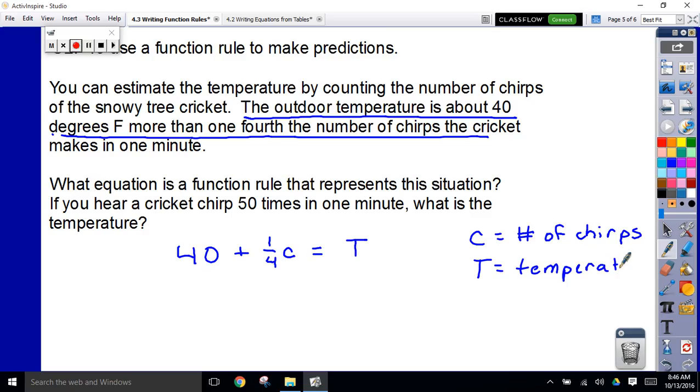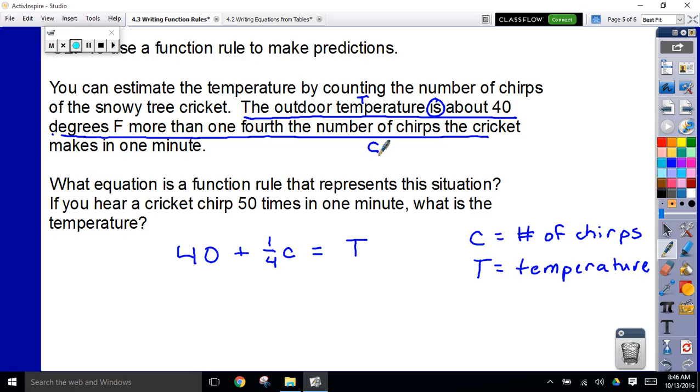And this comes almost word for word. The outdoor temperature, that's our T, equals about 40 degrees more, that means we're going to add 40, than 1/4 the number of chirps, see. So the sentence is pretty much laid out for us in that one.